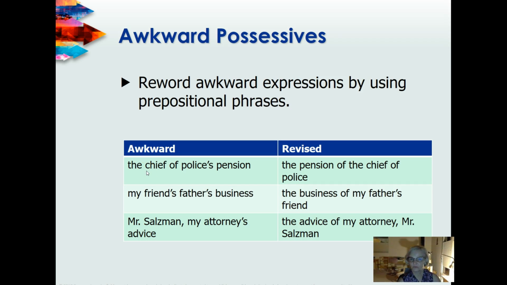Some of the possessive constructions get really weird. The chief of police's pension. Nobody would talk like that. Instead, we take that construction and move things around to make it more the English that we would usually use. So, the pension of the chief of police, the business of my father's friend, the advice of my attorney. Okay? So, let's not be afraid to move things around.